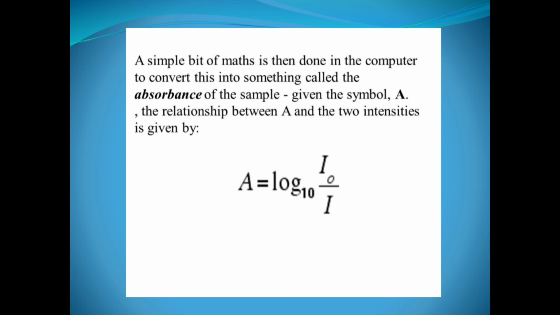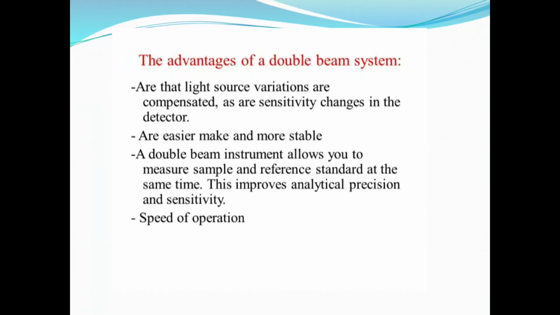The relationship between A and the two intensities is given by the formula A equals log10 of I naught by I. This formula is also derived from Beer-Lambert's law. We also studied this in UV spectroscopy. Finally, the double beam spectrophotometer gives a graphical representation from the detector, and also a computerized chart.